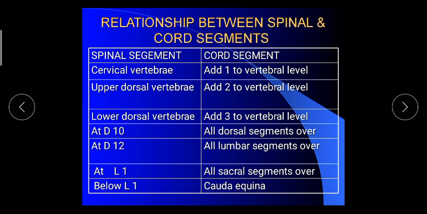Coming to the relation between the spinal bony vertebra and the spinal cord segment. The significance of this I will tell you. For example, the knee reflex. The knee reflex corresponds to L3 and L4 of the spinal cord segment. Suppose there is a lesion above this level, then the knee reflex will be exaggerated because it becomes an upper motor neuron type of lesion.